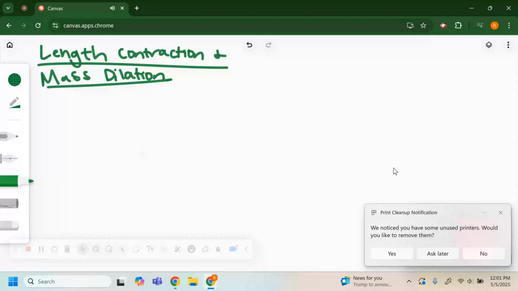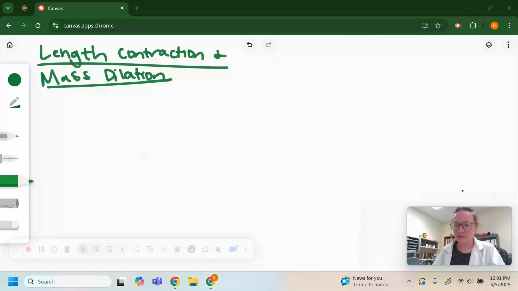Well, hello. Whoa. That is exciting. Unused printers. Okay. Well, hello, good people.